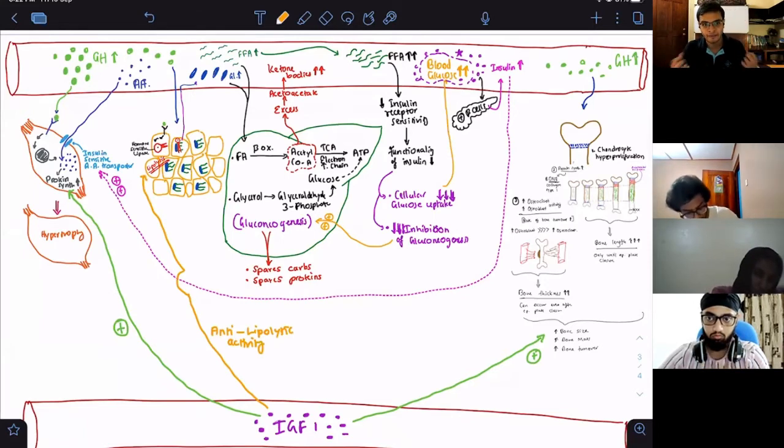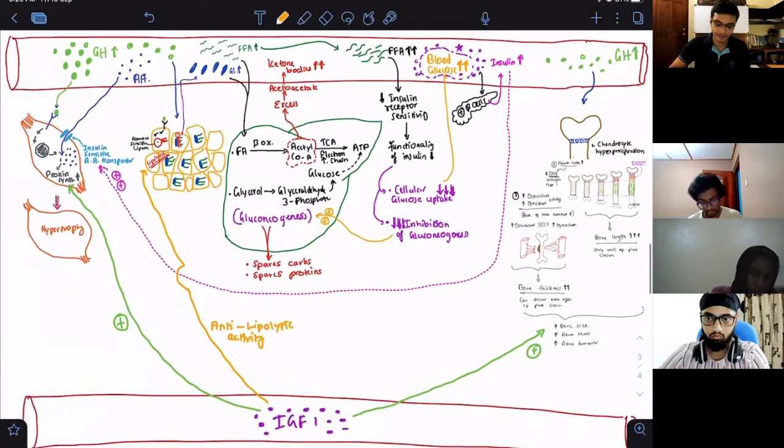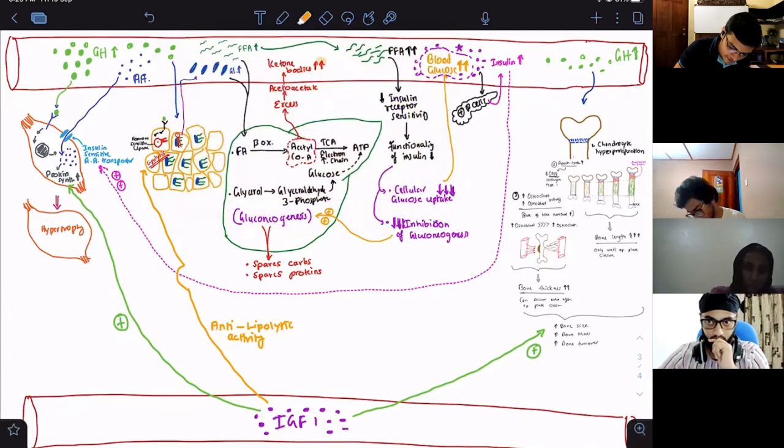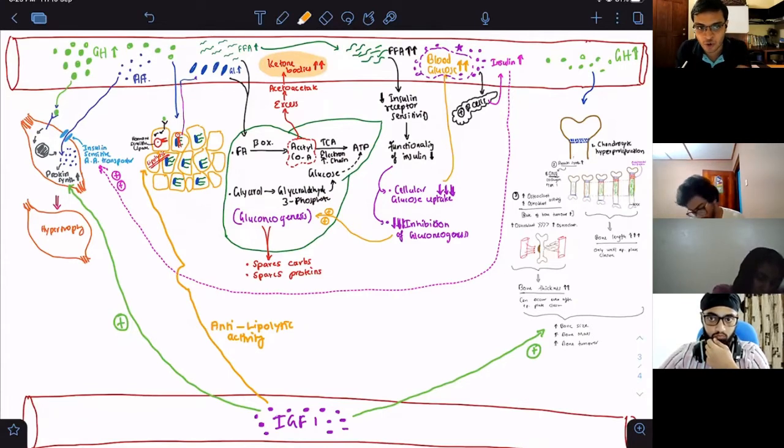Why is this important? Look at this diagram. The answer is in this diagram. Why is this important? To balance out what? What is IGF trying to help with? Gluconeogenesis. More than that, guys, this one, ketone body formation. We do not want an excess of ketone bodies. We do not want a lot of ketone bodies forming.